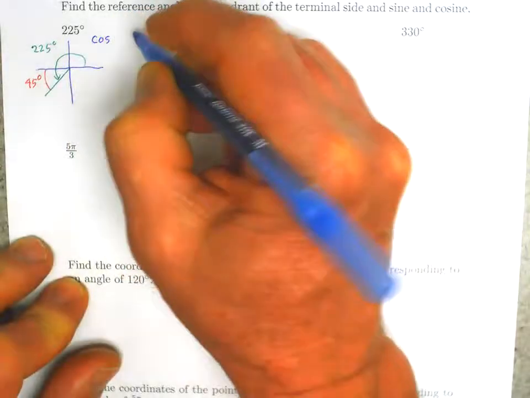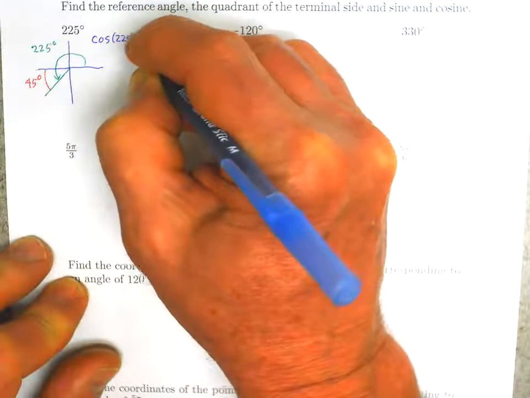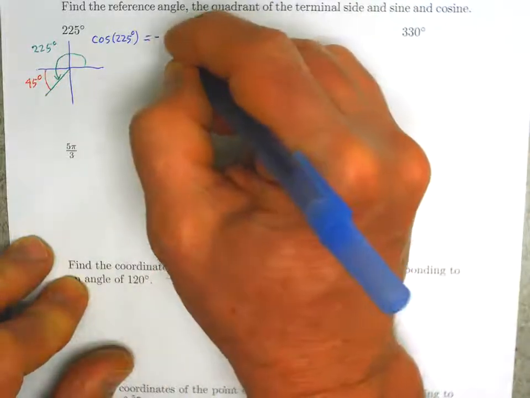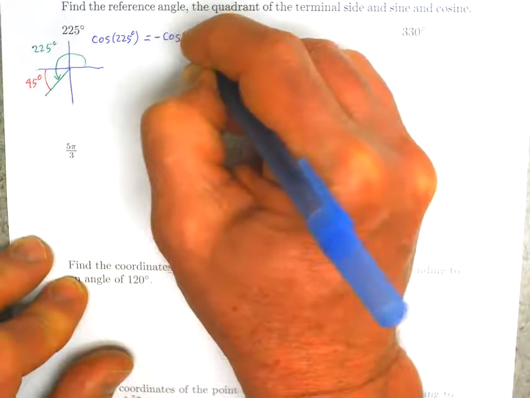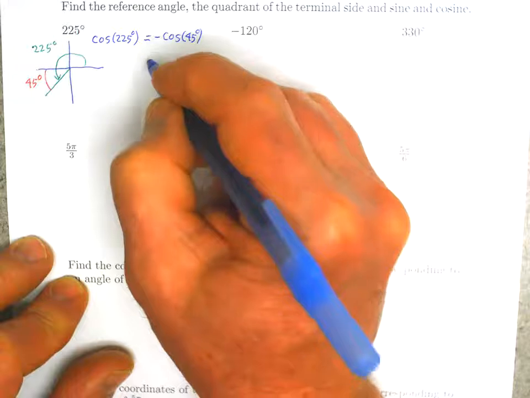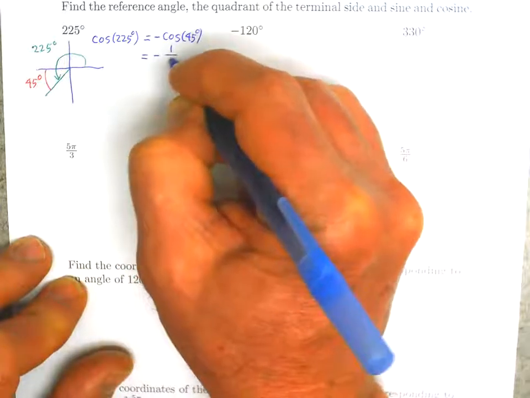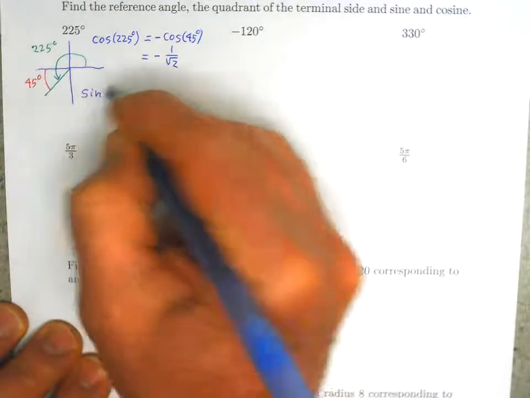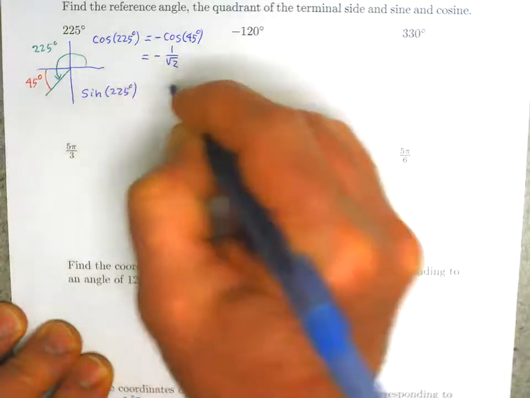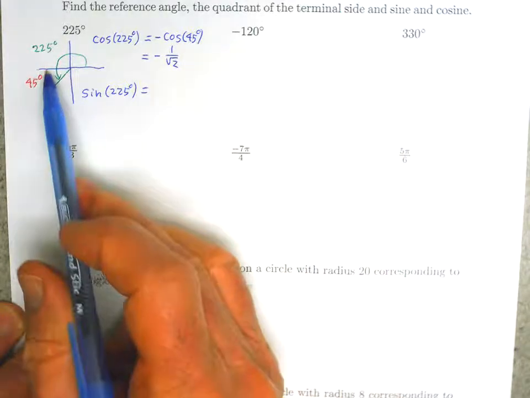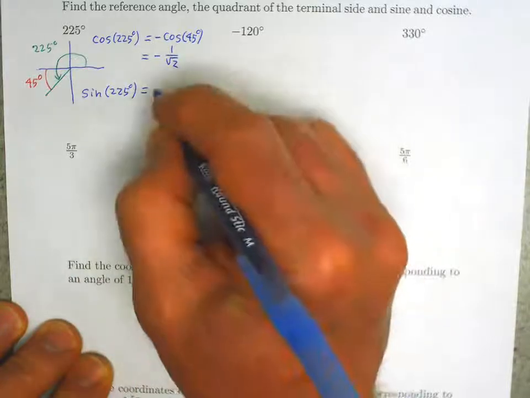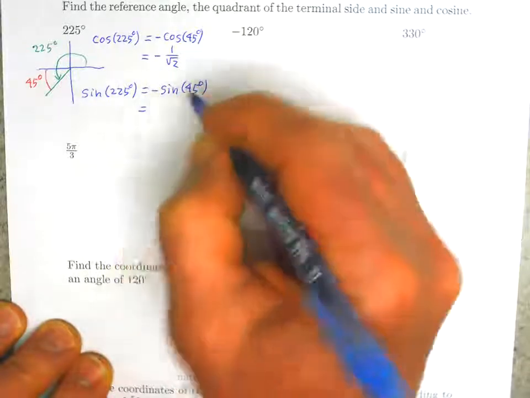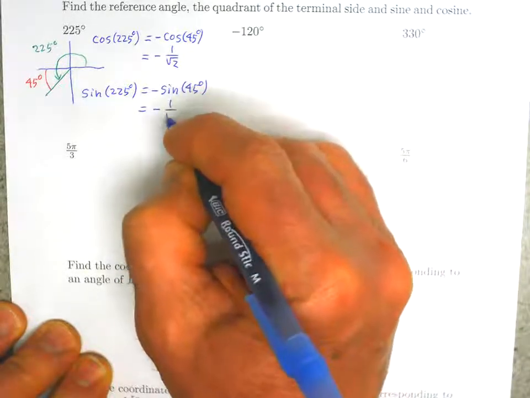So cosine of 225 is equal to negative cosine of the reference angle, 45 degrees. So that's negative 1 over the square root of 2. And sine of 225. In the third quadrant, sine is also negative. So sine of 225 is the negative of sine of 45 degrees, which is also negative 1 over the square root of 2.